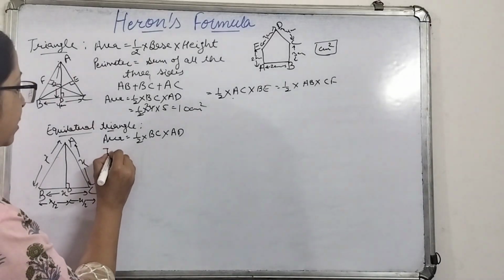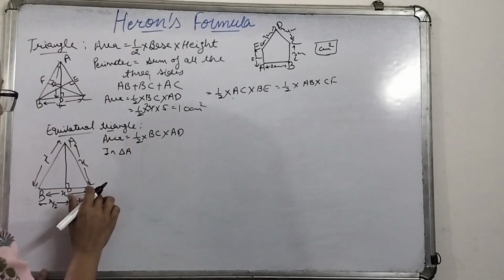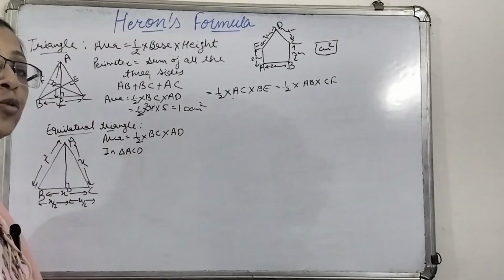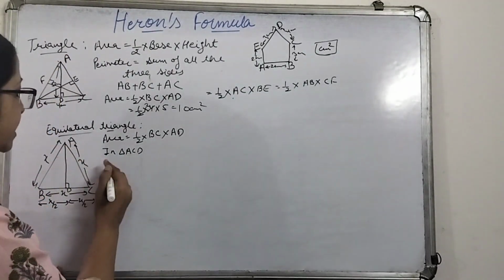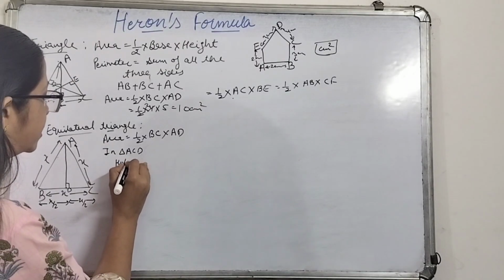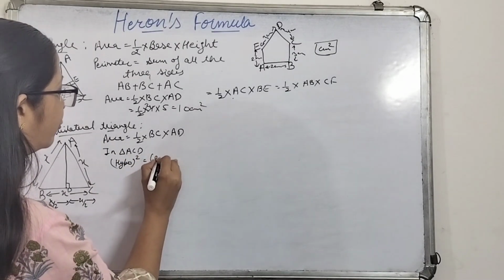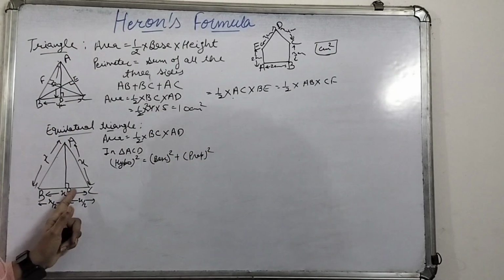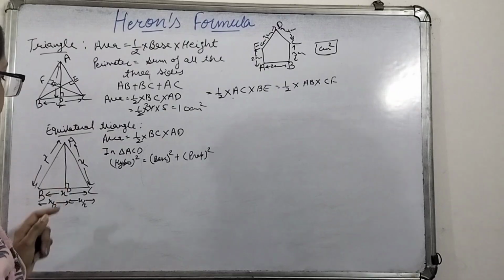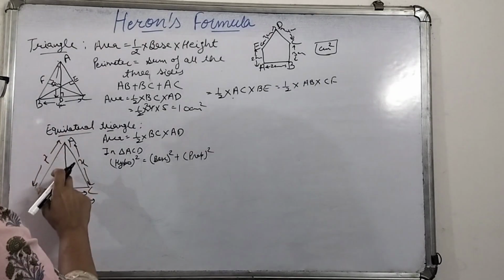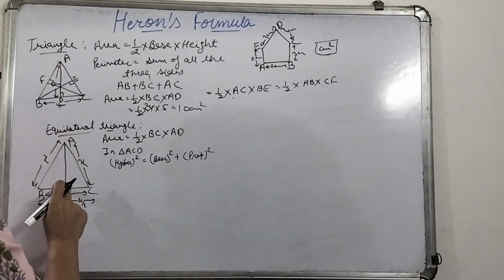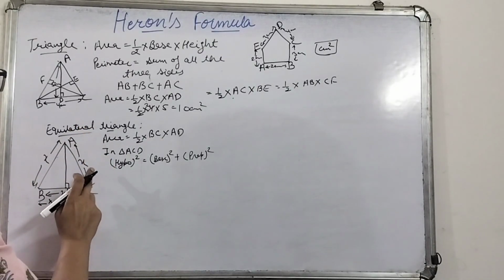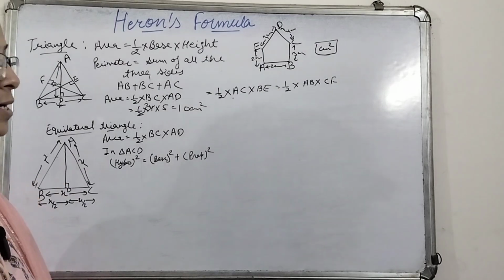Now in triangle ACD, angle D is 90 degrees, so it is a right angle triangle. So we can apply the Pythagoras theorem. The square of the hypotenuse will be equivalent to the square of the base plus the square of the perpendicular. We can take any as the base and any as the perpendicular. In all the cases, the hypotenuse will be AC only, because the side opposite to 90 degrees is always the hypotenuse.